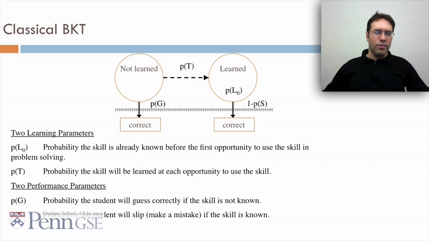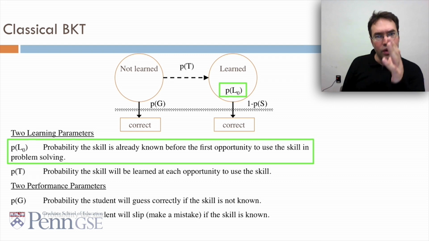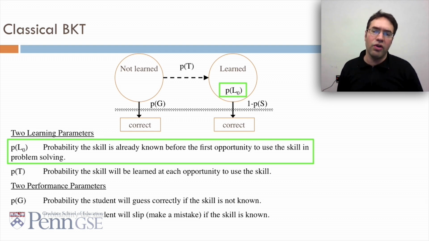So let's look at the classical BKT model now. You can see the 2 states, on the left not learned, on the right learned. The first parameter, P(L0), is the probability that the student already knows the skill before their first opportunity to use it in problem solving. In other words, students don't come into our learning as a blank slate.